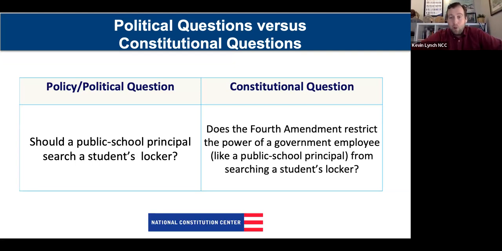So by posing the constitutional question, then you have so many different avenues for discussion. What does the Fourth Amendment say about this particular topic? Have there been previous Supreme Court cases or general court cases about rights in schools? What was the nature of the search? Was there probable cause? What was being searched for? There are so many different avenues for having this discussion.